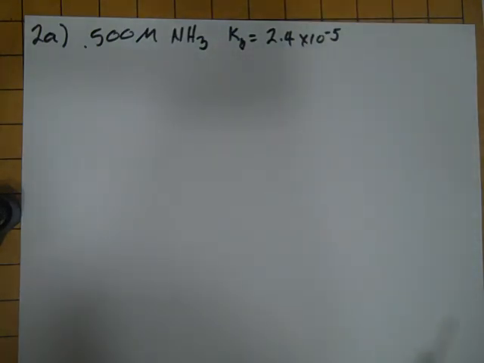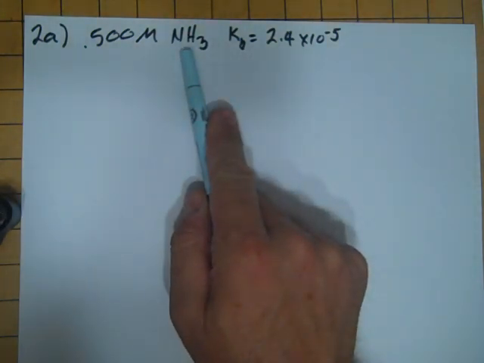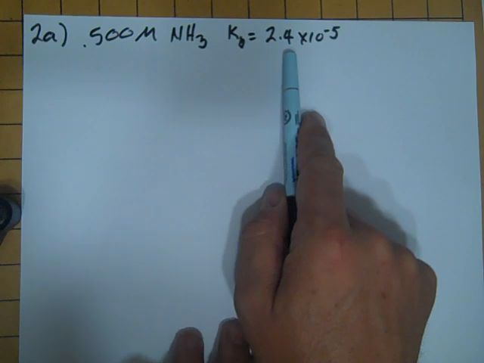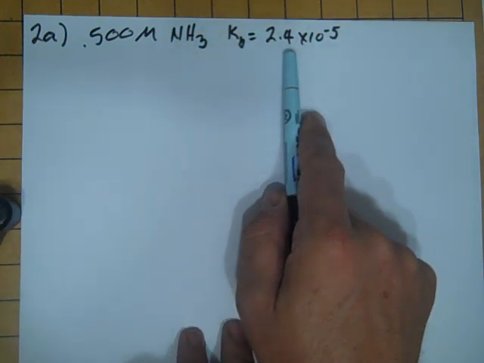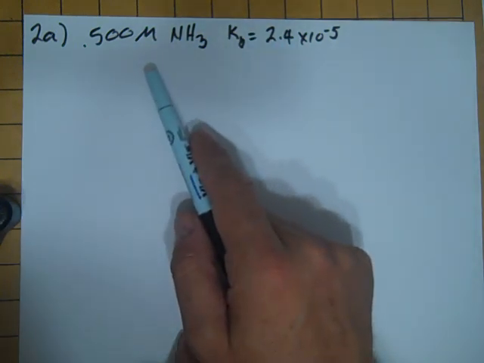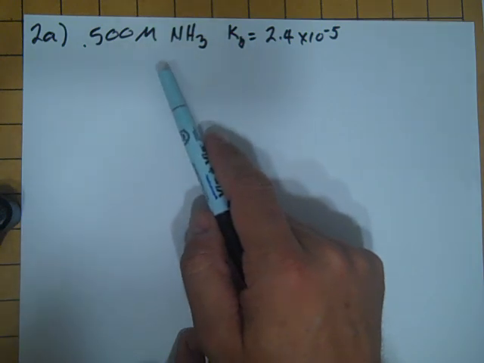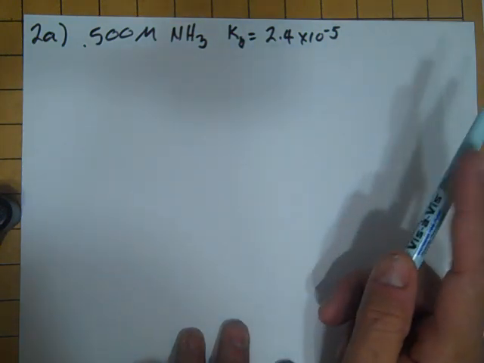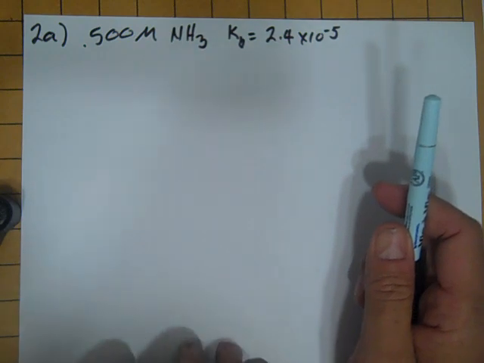Titration problem 2 is a weak base. We're told we've got ammonia, NH3, and that it has a Kb, and that means it's got to be a weak base. And we're going to be titrating it with a strong acid. HNO3, nitric acid, is a strong acid.